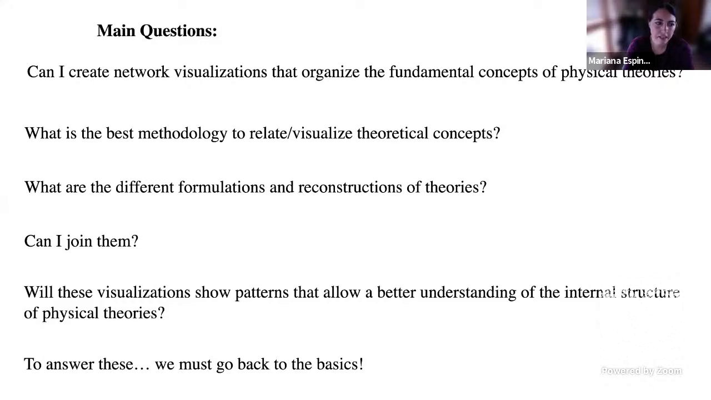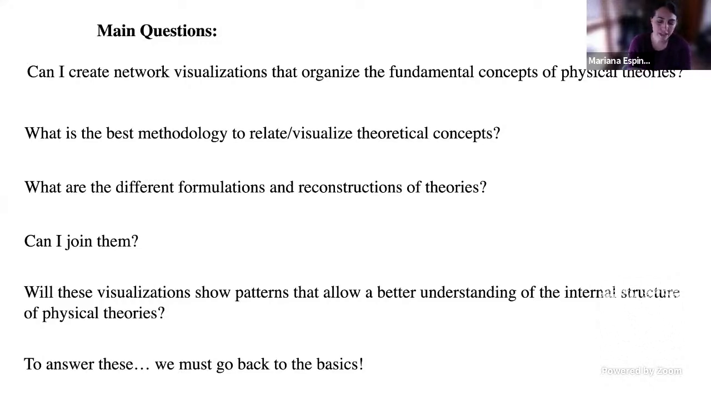So I've been doing that. And also, what are the different formulations and reconstructions of theories that I have to take into account so I can relate all these theories? Can I join them, and can I make a huge network of theories? And how can I do this? And also, will these visualizations show me patterns that allow a better understanding of the internal structure of physical theories? Well, I hope to answer a little bit of these questions.